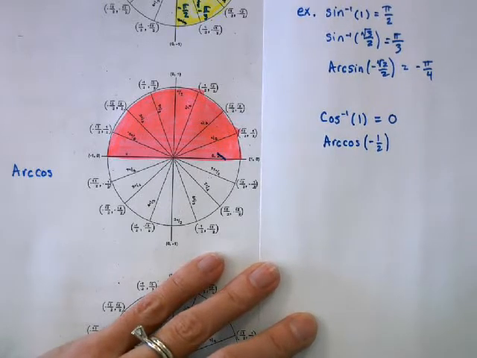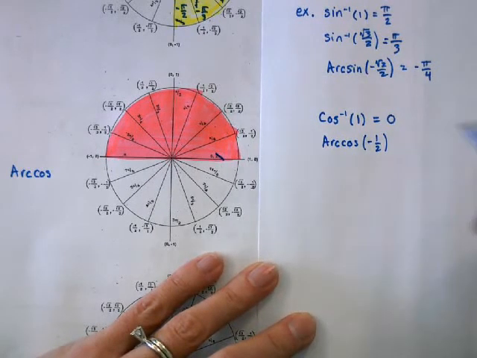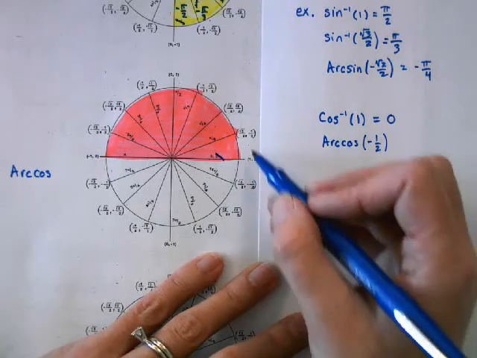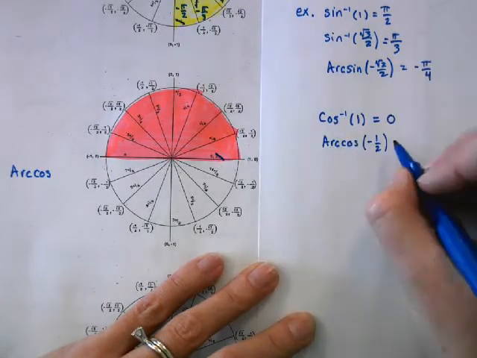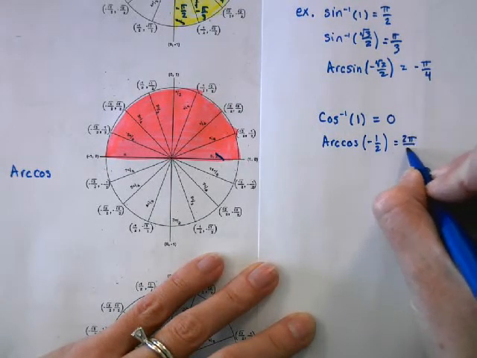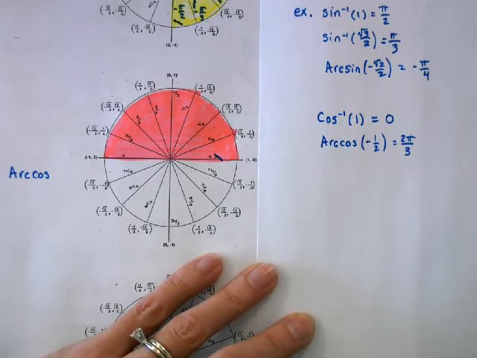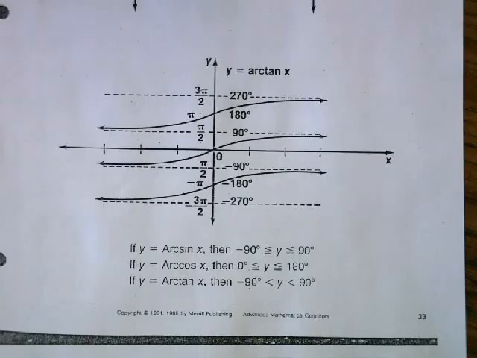Okay, what if I want the arc cosine of negative 1/2? Well, that's going to be here. So we get an answer of 2 pi over 3. Okay, let's repeat this for tangent. So this would be my graph of arctangent.